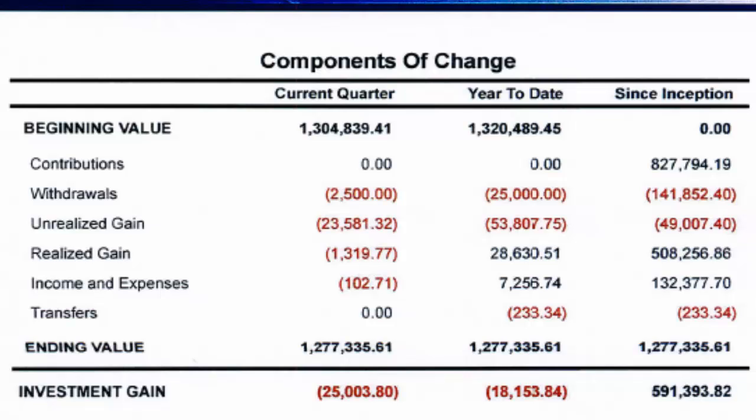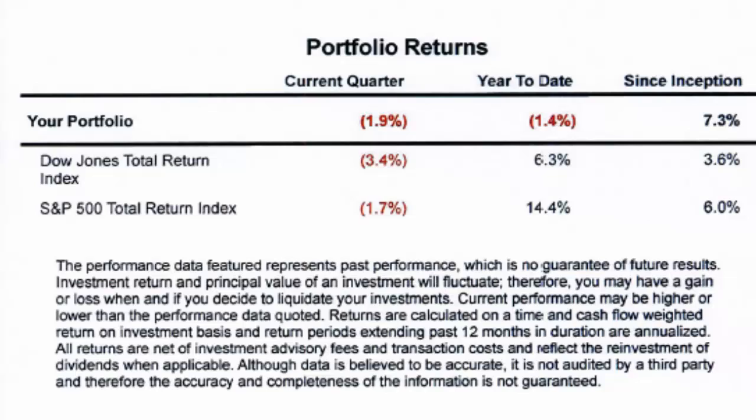Unrealized means assets have not been sold yet. Then we have income and expense from the accounts, any transfers to and from the account, and the total investment gain or loss. So Team has made this client $591,393.82 since August 2003.